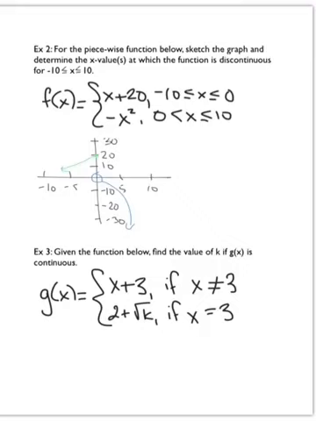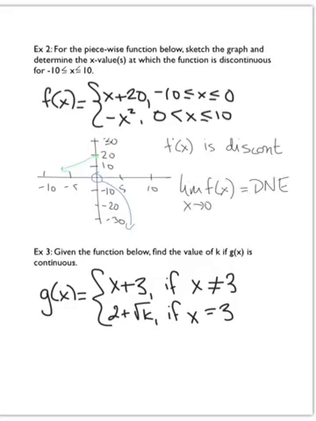So we can already see that f of x is discontinuous here, and the reason is because the limit of f of x as x approaches 0 doesn't exist. If we look at it from the left-hand side, we get the value 20. If we look at it from the right-hand side, it's approaching 0. Those are two different values, so the limit doesn't exist at x equals 0.